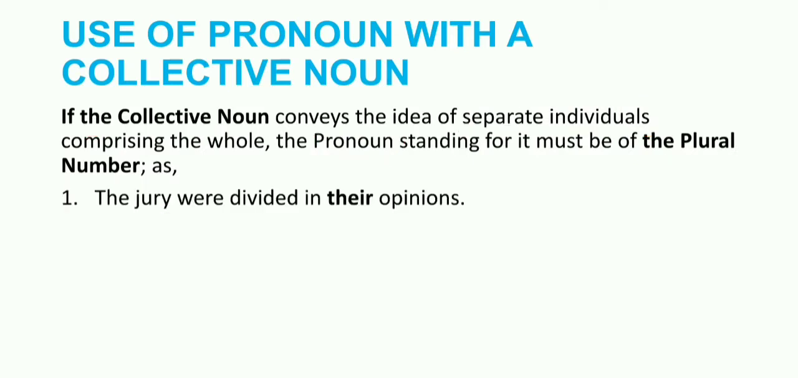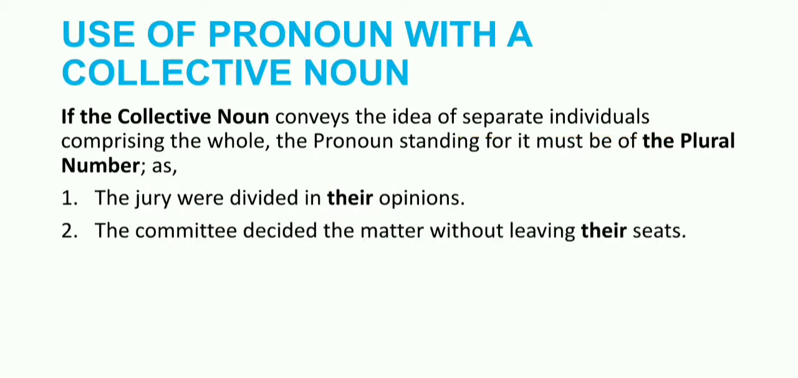The example is: the jury were divided in their opinions. Jury is a collective noun, so now we are using a plural pronoun for the jury. Why? Because the jury is now separated into individuals.